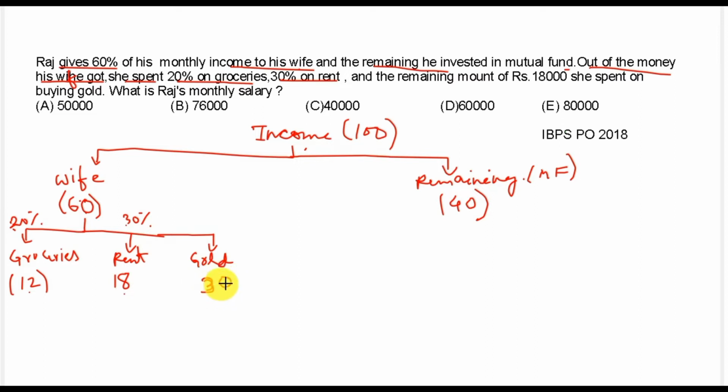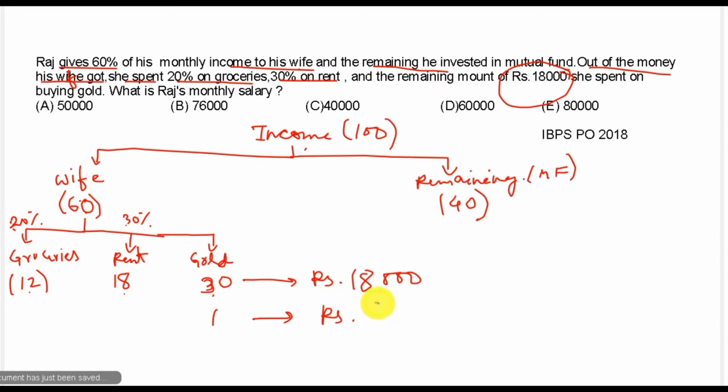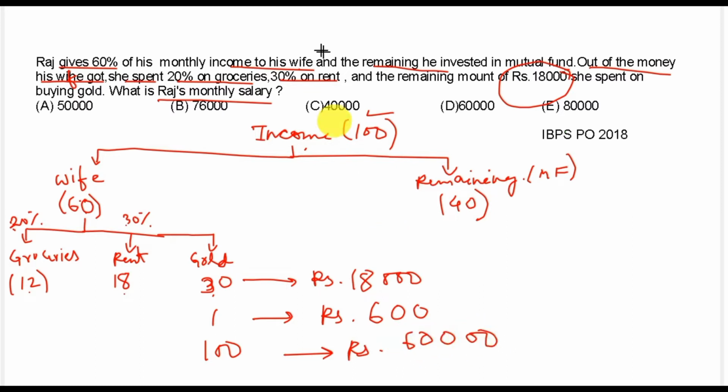So this 30 she spent on gold. But this 30, according to the question, is equivalent to how much? 18,000. In actual money it's equal to 18,000, right? So 30 is equivalent to 18,000. So what is 1 equivalent to? Divide 18,000 by 30, so it will be 600. Okay, but we have to find his monthly income, which is 100. So we have to find the equivalent of 100. Multiply by 100. So the answer is 60,000.